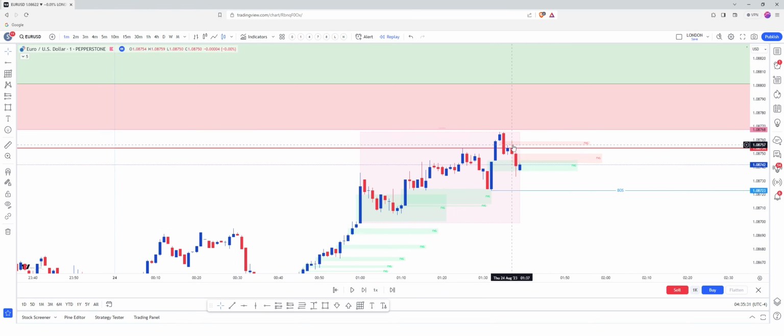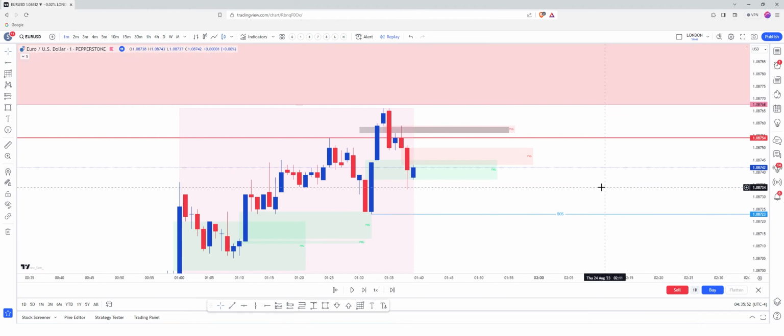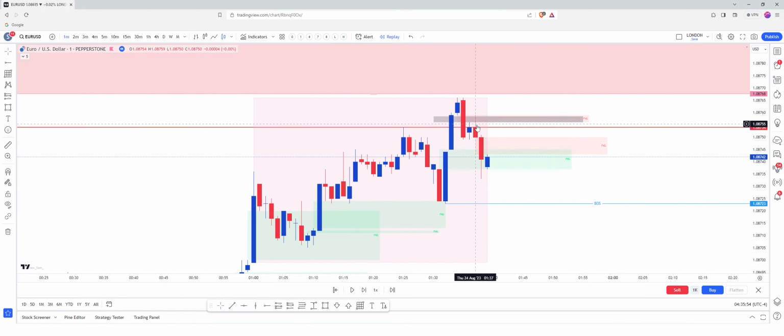We've respected a 1 minute fair value gap here after sweeping the high. We've created another fair value gap here. This was also actually a balanced price range. So we had a bullish fair value gap coming up, bearish fair value gap down. Where the two overlap is a balanced price range. These are really strong areas for a reaction, and we did get a reaction here.